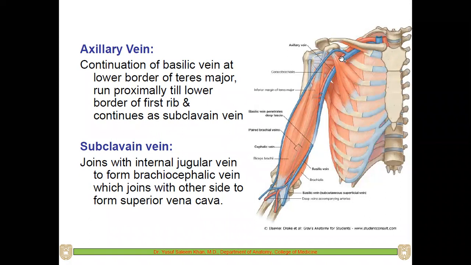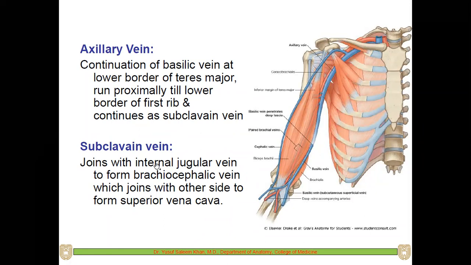Before that, the cephalic vein will drain into the axillary vein before it continues as the subclavian vein. At the lower border of the first rib, the axillary vein continues as the subclavian vein. So this is the subclavian vein. Here you can see this is the subclavian.